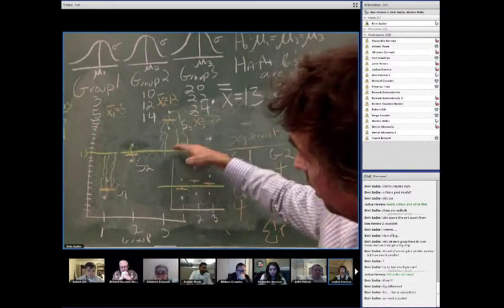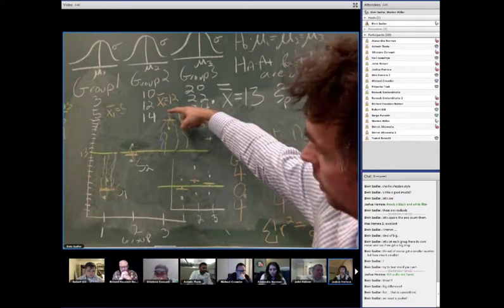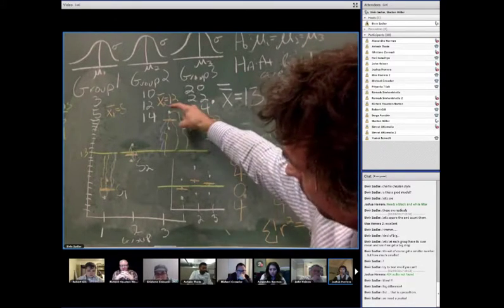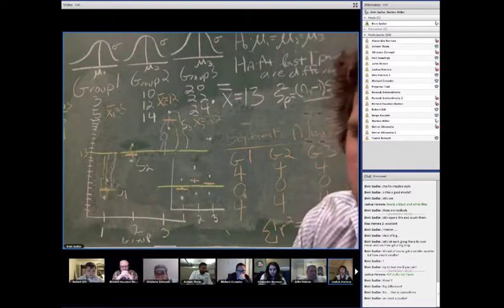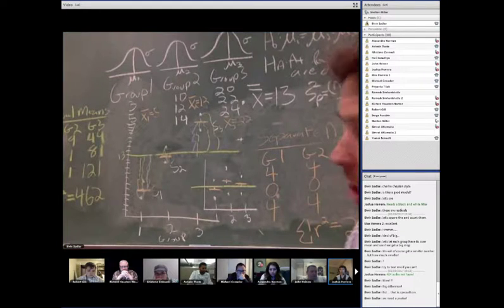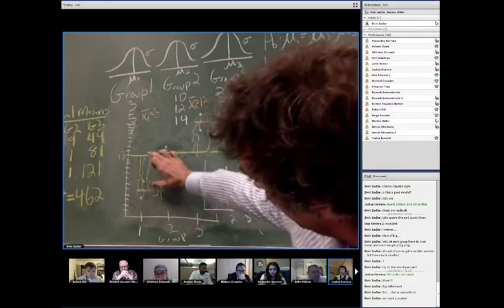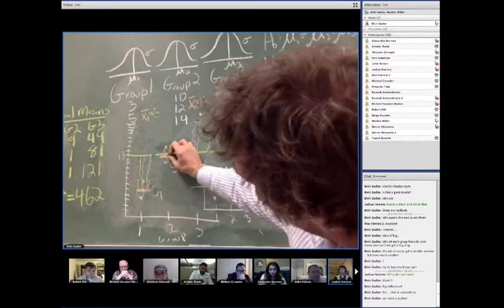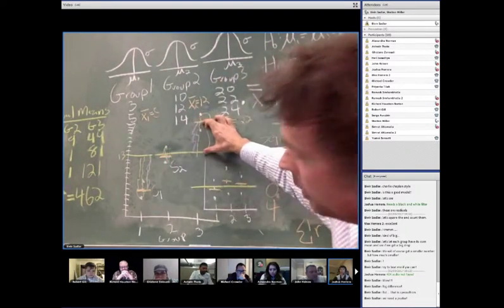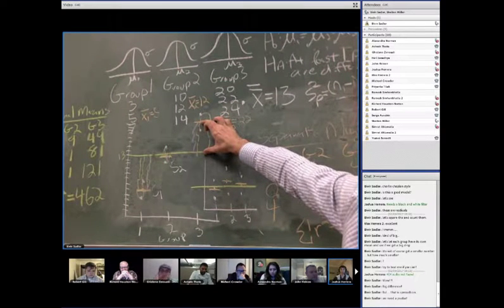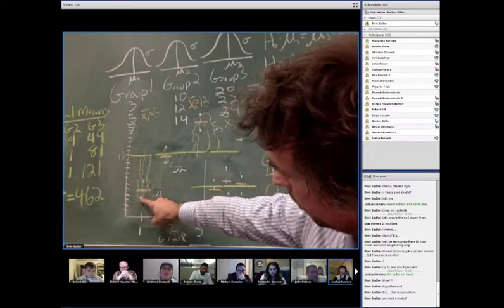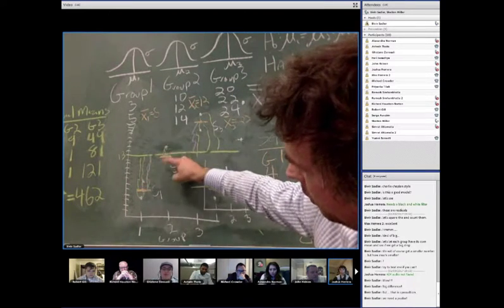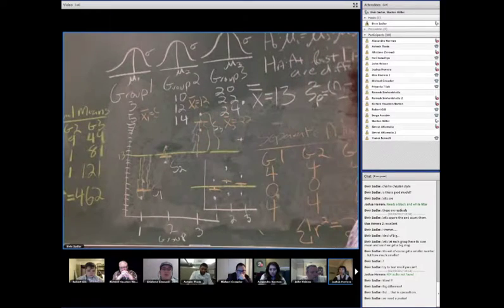Now, how much of that am I explaining with my separate means model? How much you're explaining of that is exactly the distance from here to here squared, from here to here squared, and from here to here squared. And how much you're not explaining is what's left over, the distance from the white to the orange, the within sum of squares. That's how much is left over. And this is really the whole big deal: if the amount that you're explaining of that 462 is significantly greater than the amount that you're leaving, right?